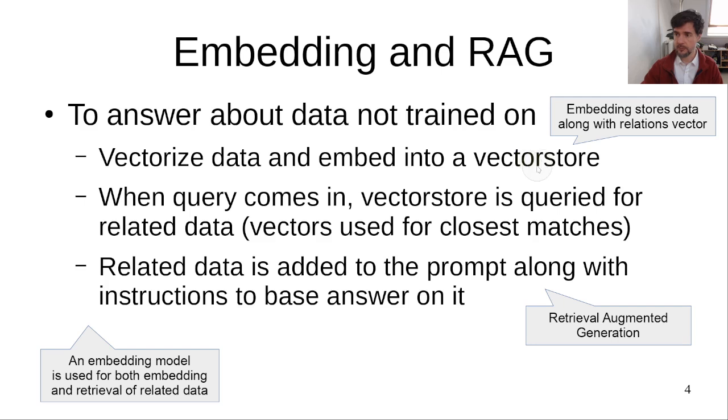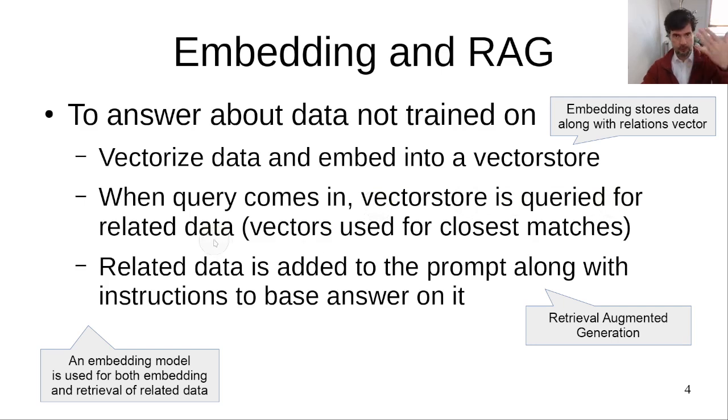a vector store, right? Embedding stores data along with a relations vector. A vector is a big list of numbers. And so for each of the parameters, it shows how much the current text that I am embedding is related to a certain term. And so it knows how to connect it to the rest of the data that it already knows about. Then when a query comes in, the vector store is queried for related data, right?